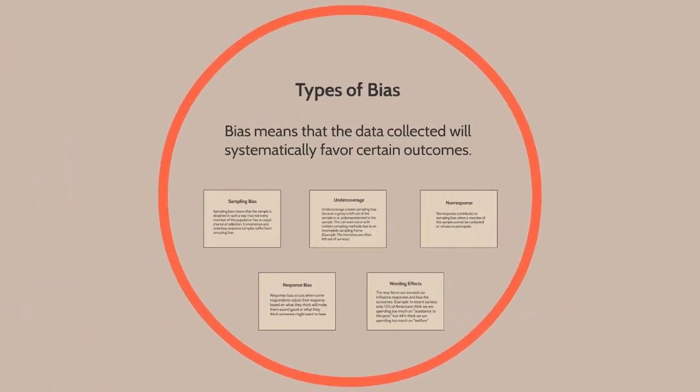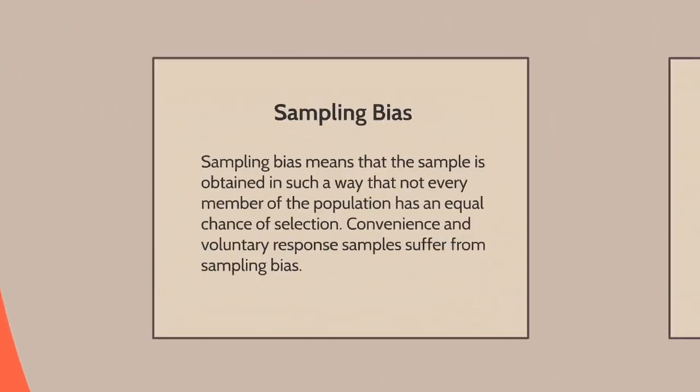Now let's talk about different types of bias. Bias, as you might suspect, is a bad thing in research. It means that the data collected will systematically favor certain outcomes. We don't want that as researchers. What we want is to find out what actually exists, not to try to bias the results of our study. So let's talk about different ways that bias can occur with our samples.